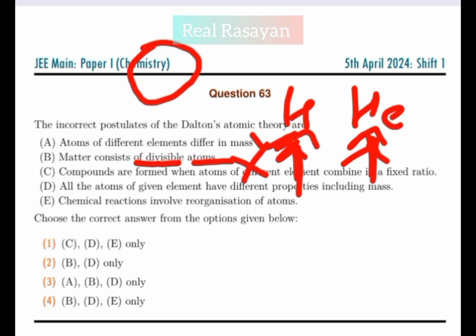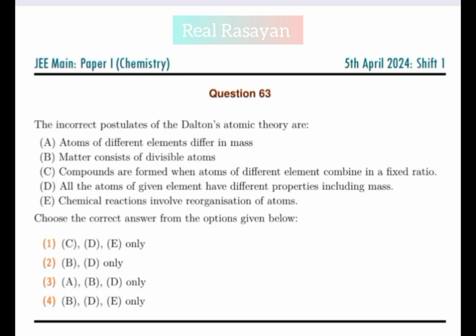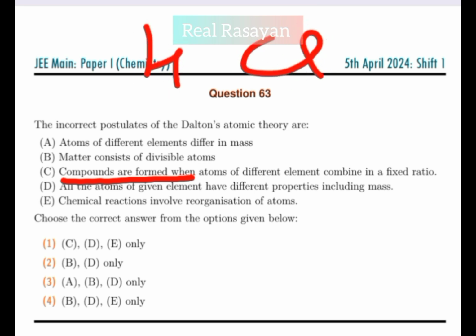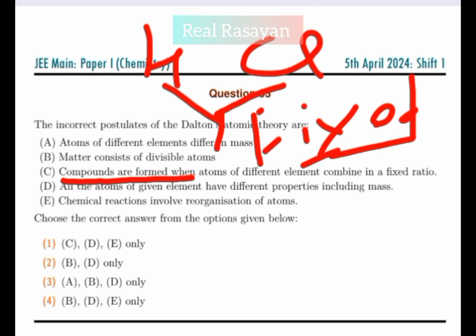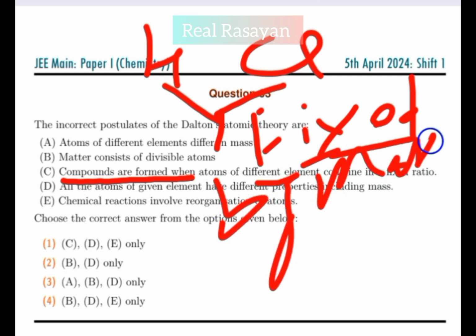Next statement: compounds are formed when atoms of different elements combine in a fixed ratio. According to this statement, compounds are always formed by the combination of different elements. Suppose we have hydrogen and chlorine, which are different elements combining in a fixed ratio, a fixed ratio by mass more appropriately. So this statement is also correct.